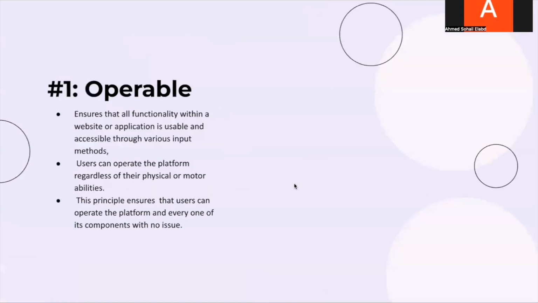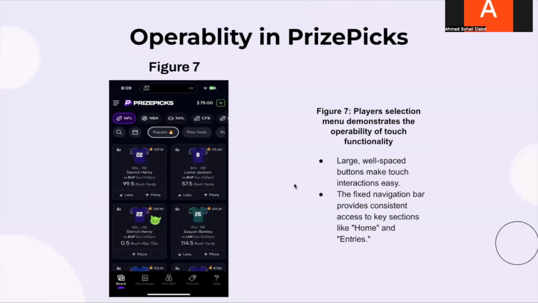Moving on to the principle of operable, which ensures that all functionality within a website or application is usable and accessible through various input methods so users can operate the platform regardless of their physical or motor abilities. This principle ensures that users can operate the platform and every one of its components with no issue. PrizePicks demonstrates partial obedience to the operable accessibility principle by ensuring that most of its functionality is easy to interact with on mobile devices. PrizePicks is designed primarily for mobile devices, which is why it has large targets for buttons and selections. This makes it easy for users with standard motor abilities to interact with the app.